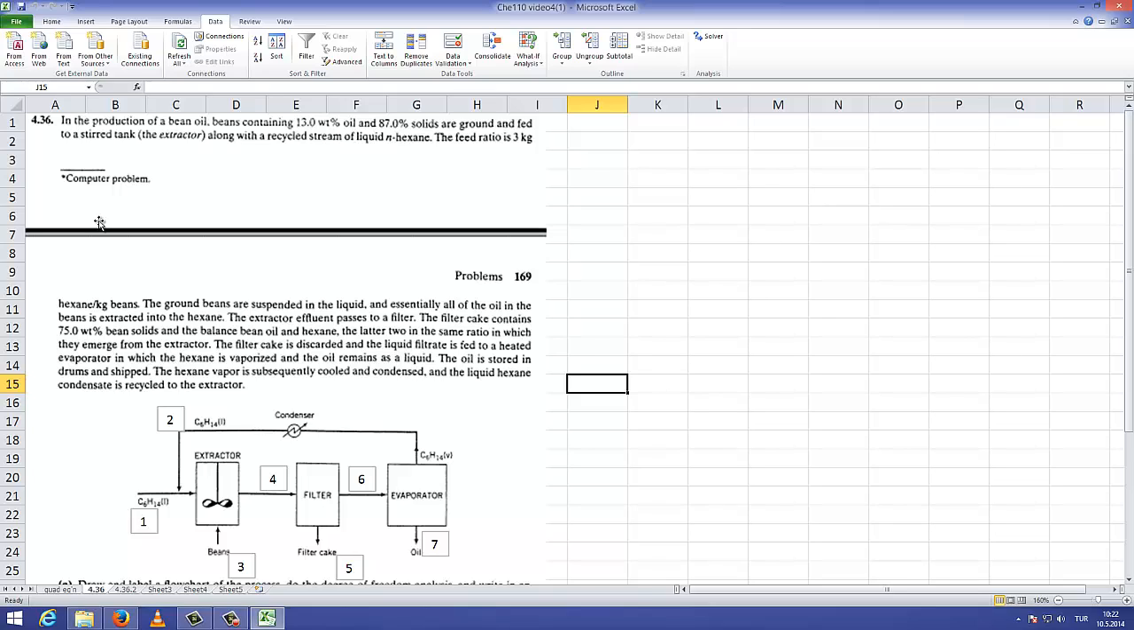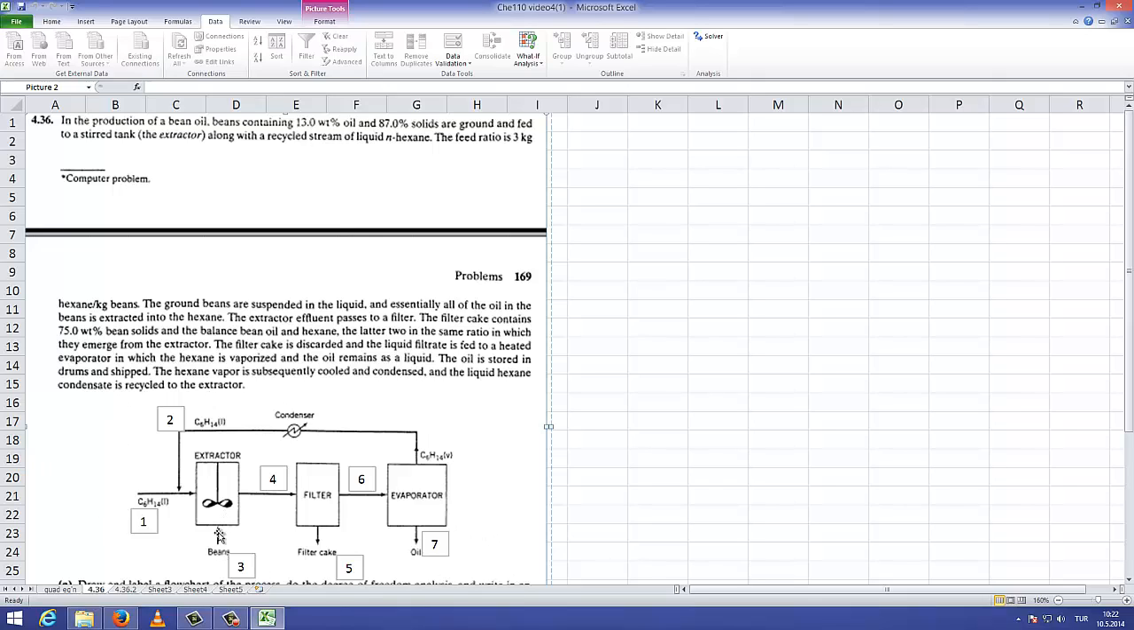I have put the problem here, but if you can't see the problem properly, I suggest you take your book and watch the video with it. Anyway, I numbered the streams, and let's look at the question. In the question, we have this schematic which shows an operating system.